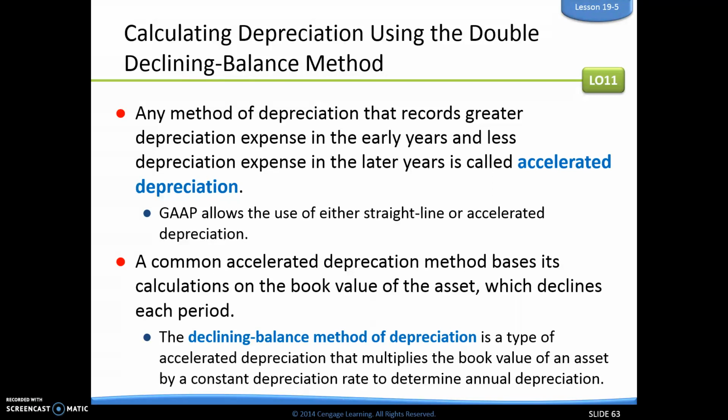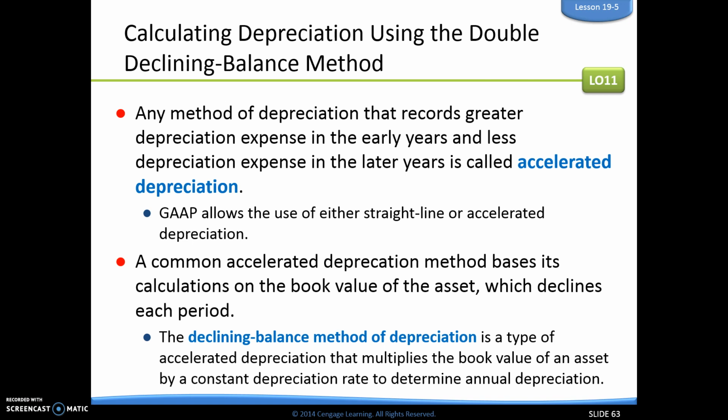Now, any method of depreciation that records greater depreciation expense in the beginning and less expense in the later years is called accelerated depreciation. And GAAP actually allows us to use either of these. It's whatever one best suits our business. Now, a very common accelerated depreciation method bases its calculations on the book value of the asset, which then declines each period. And the declining balance method of depreciation is a type of accelerated depreciation that multiplies the book value of an asset by a constant depreciation rate to determine annual depreciation.